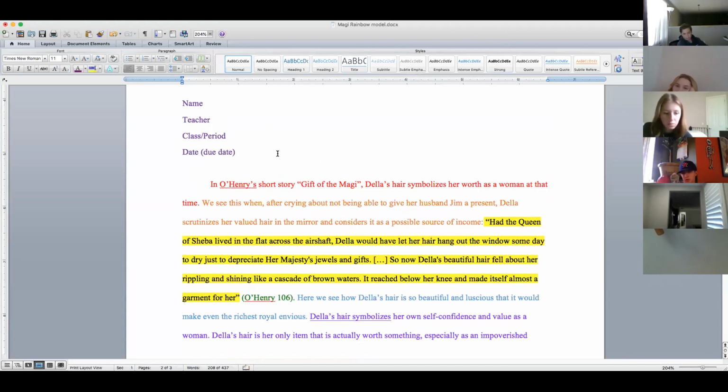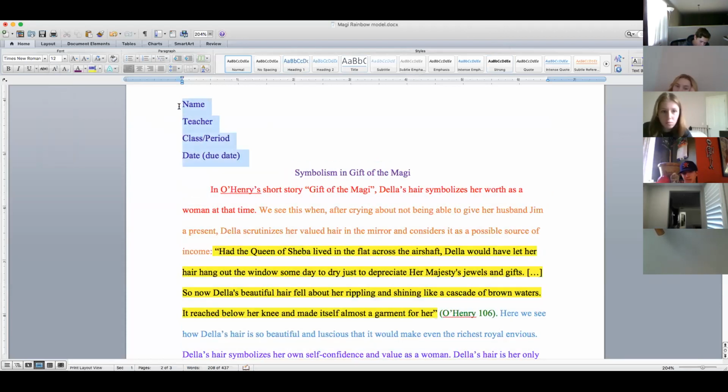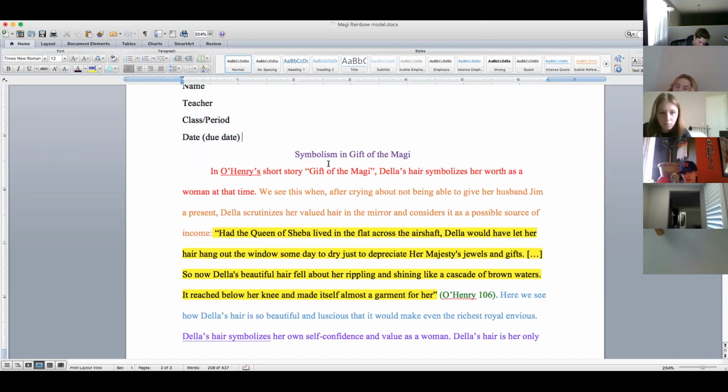So, and then it should have a title, right? Like Symbolism in Gift of the Magi. And then it should have the paragraph. It should be indented with the tab button. It should be color coded. It should be in 12-point Times New Roman font, right? And that's what it should look like. This should be black. If yours doesn't look like that, I am going to start taking off points, right?